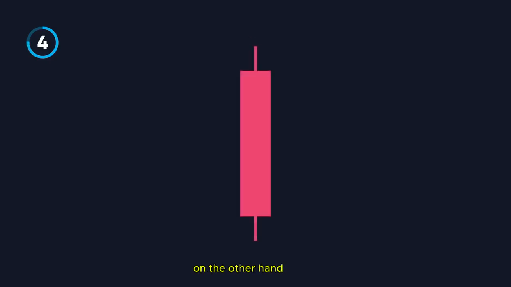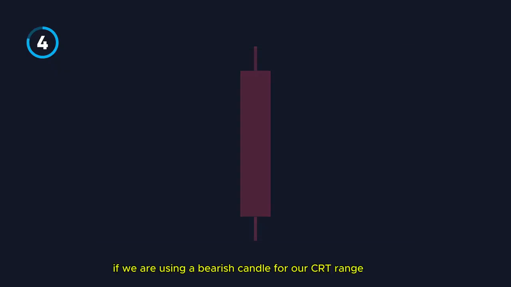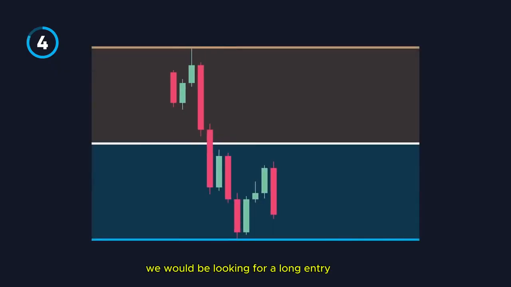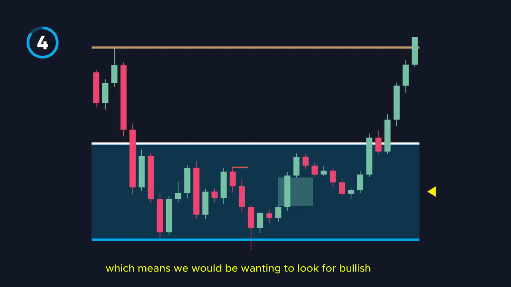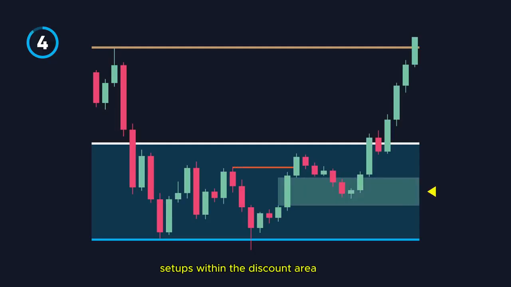And on the other hand, if we are using a bearish candle for our CRT range, we would be looking for a long entry, which means we would be wanting to look for bullish setups within the discount area, which is anywhere under the mid-level of the range. This will make sure you are getting the best risk to reward for your trades.